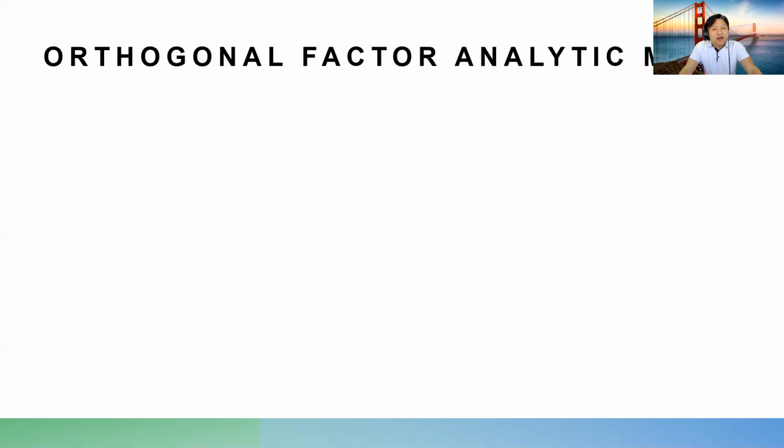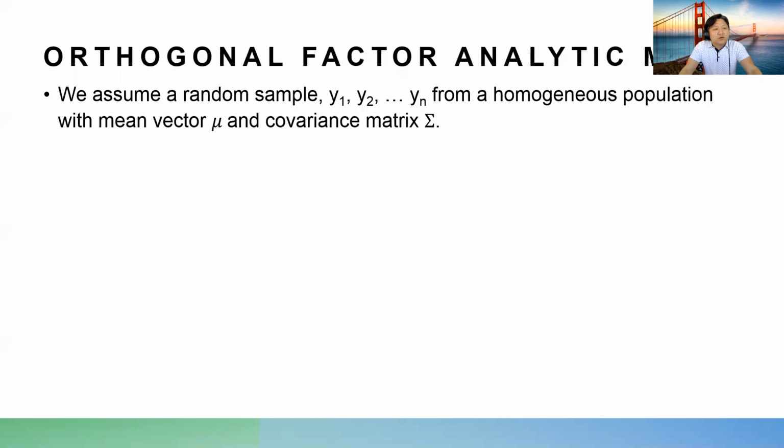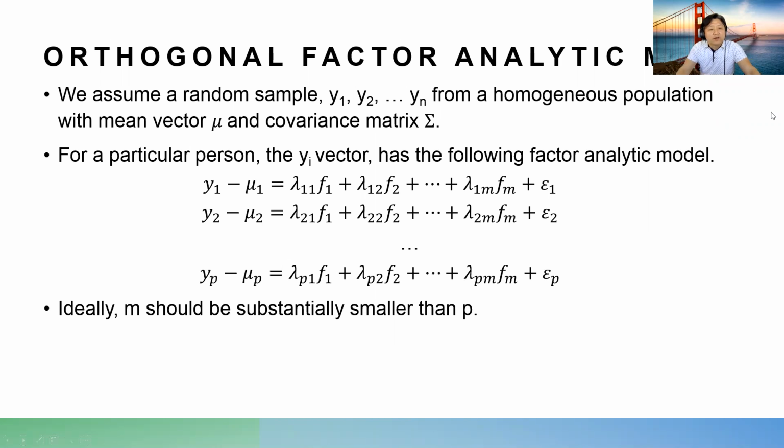So, the orthogonal factor analytic model. We assume a random sample y1 through yn from a homogeneous population with the mean vector mu and the covariance matrix Sigma. This is the first model by Spearman, 1904, right? Spearman developed the factor analysis, so he proposed this model.